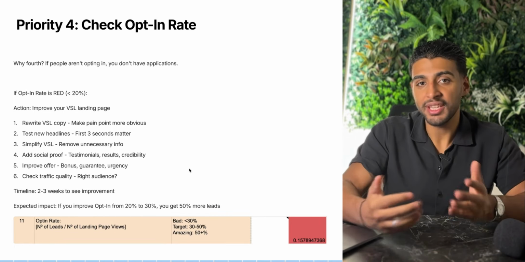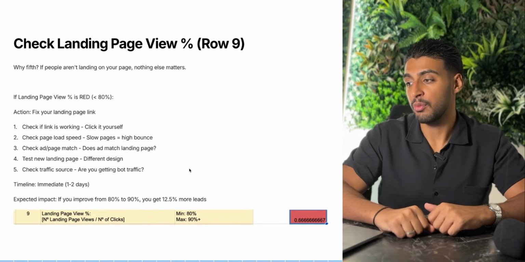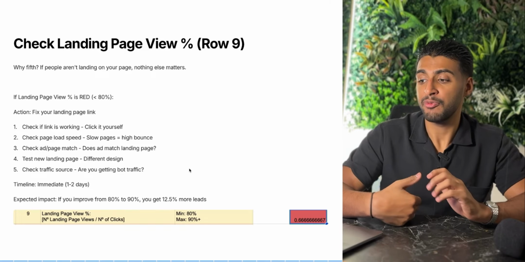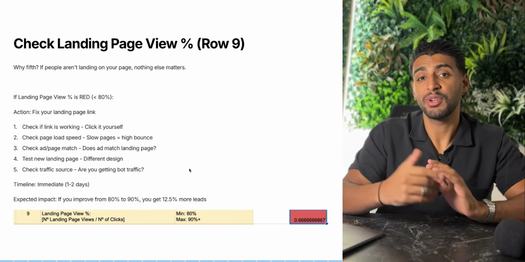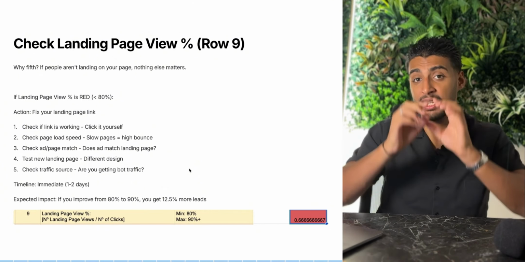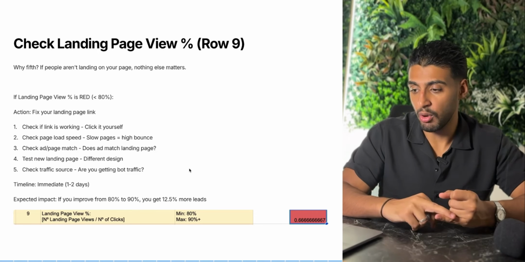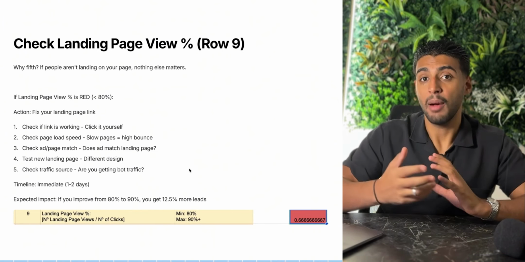But assuming that the opt-in rate was also green, then you actually move to priority number 5, which is checking the landing page view percentage, right? So why fifth? Because if people aren't landing on your page, nothing else matters. If the landing page view percentage is below 80%, it's marked red, then you want to fix your landing page link. It may be that the link is wrong. It may be the page loading speed, maybe that the ad and the page do not match, right?